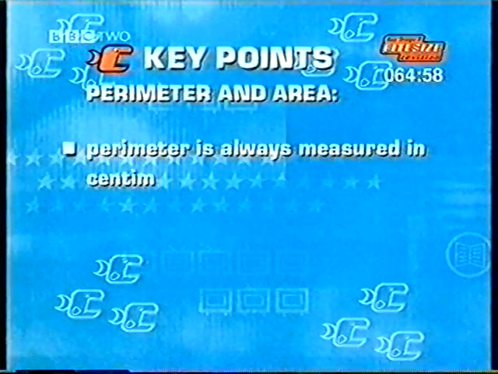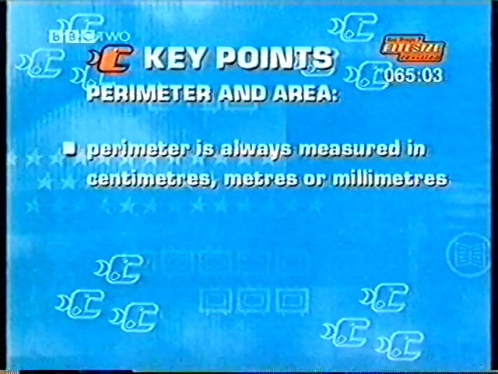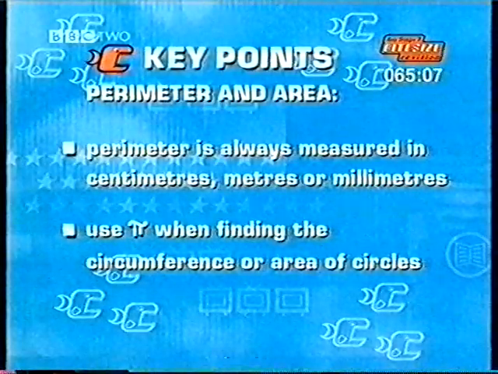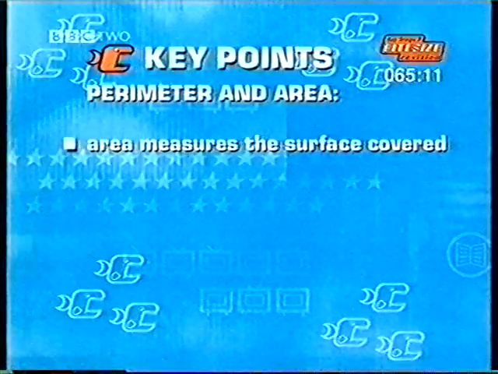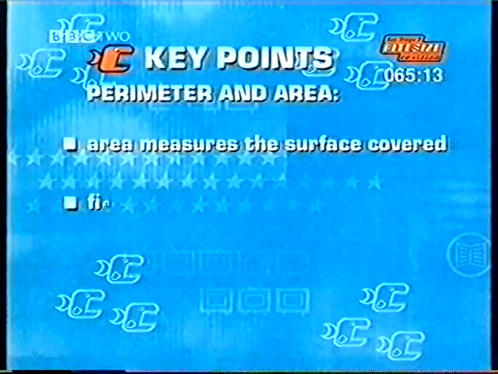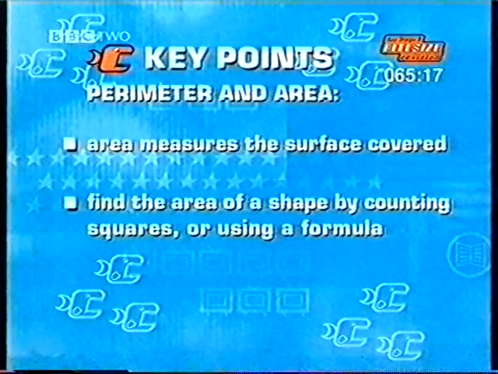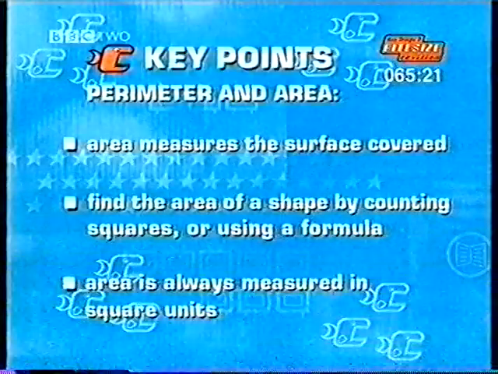Perimeter is always measured in centimetres, metres or millimetres. Use pi when finding the circumference or area of circles. Area measures the surface covered. Find the area of a shape by counting squares or using a formula. Area is always measured in square units.